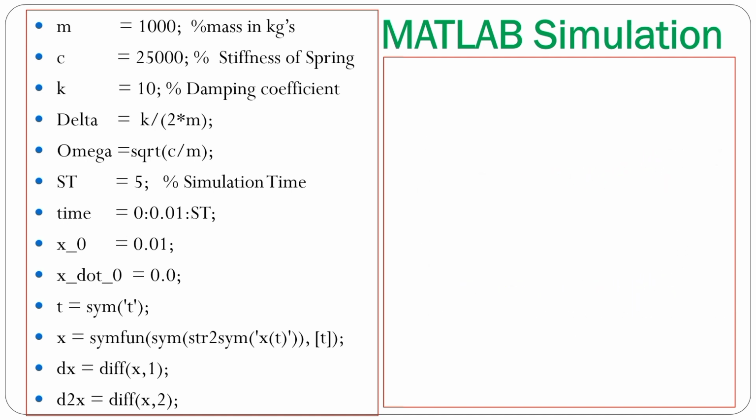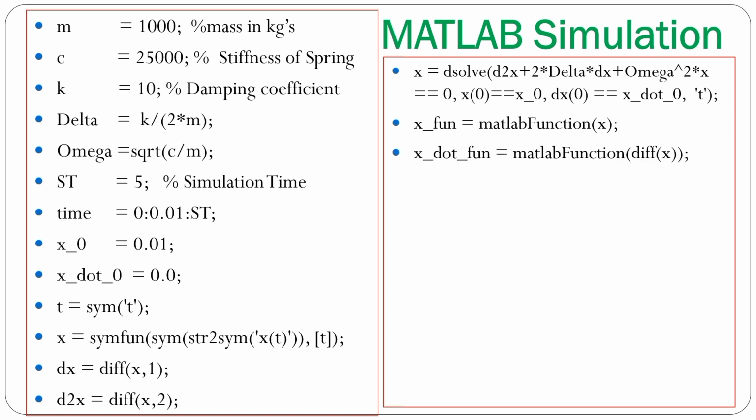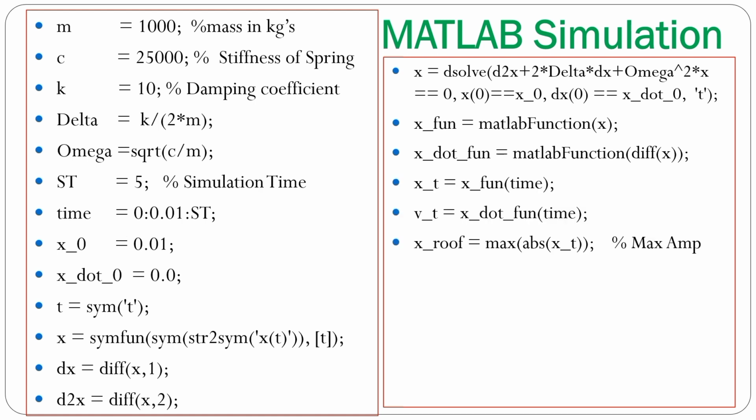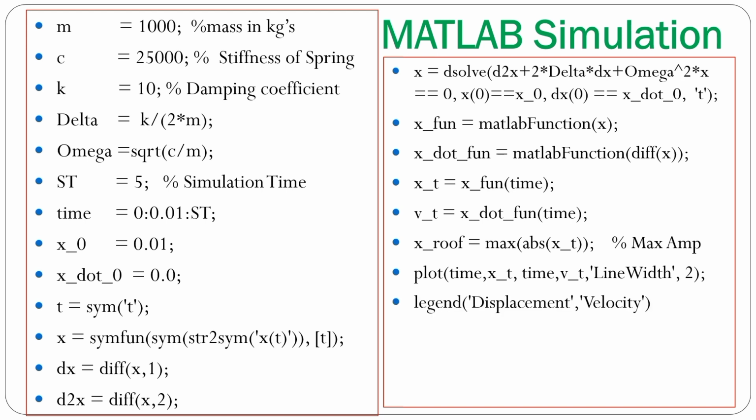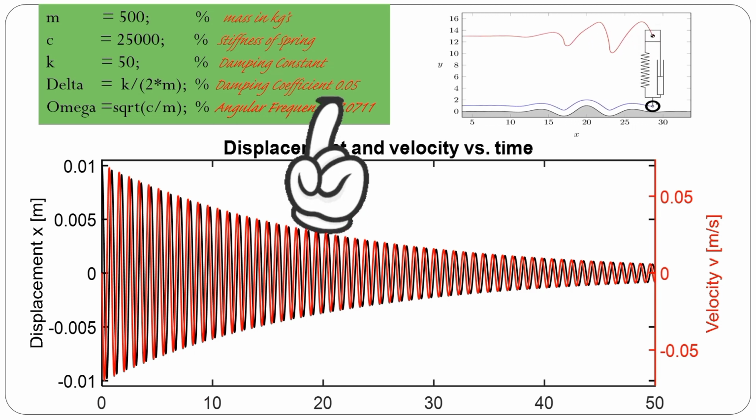The important function dsolve solves the differential equation m d2x plus c dx plus k times x equals 0, given the initial conditions as stated. Finally, we convert the symbolic expressions x and x dot to MATLAB functions with handles x and x dot respectively, and evaluate these functions at points of time. We can also find the maxima, the location of the maximum, the time period, and both frequencies. The displacement and velocity profiles are plotted together for a mass of 500 kilograms, c equals 25,000, and k equals 50. This corresponds to a damping coefficient of 0.05 and an angular frequency of 7.0711.